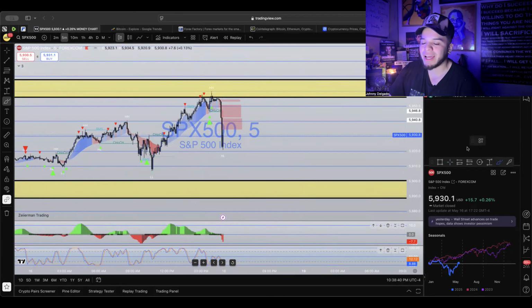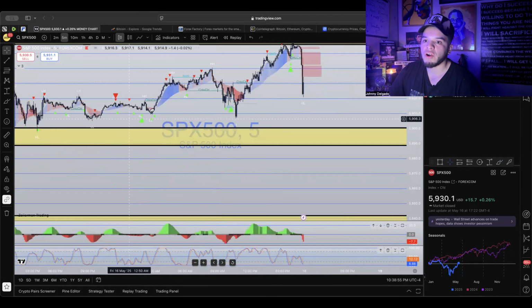And I know when you add the Delta footprint chart, right over here, we saw a massive area of liquidity being gathered, and boom, we just dropped down. So that's why I like using my kill zones.